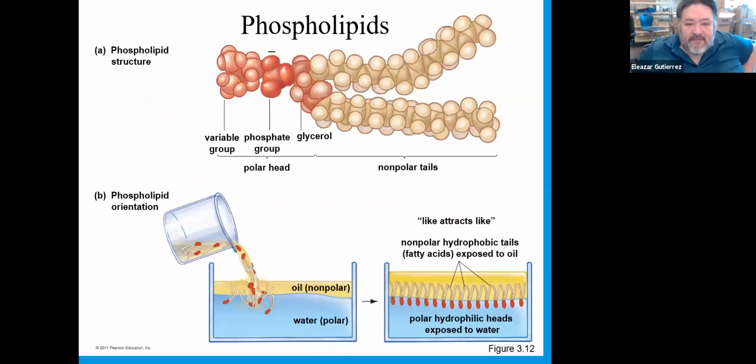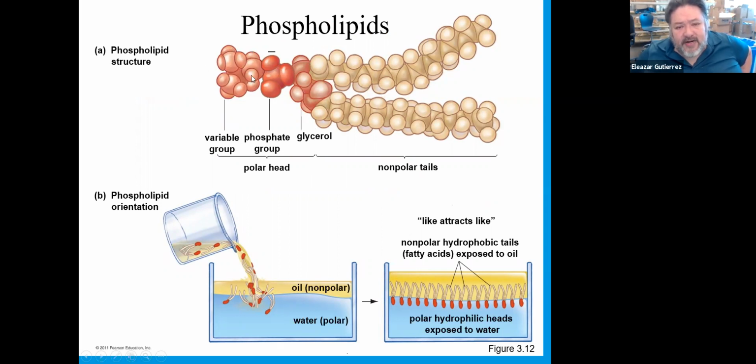So here's a phospholipid. Okay? Here's our 2 fatty acids, one here, one here. We have a glycerol backbone, no surprise. We have a phosphate group, no surprise. And then we have what's called a variable group. This variable group is a sugar group.